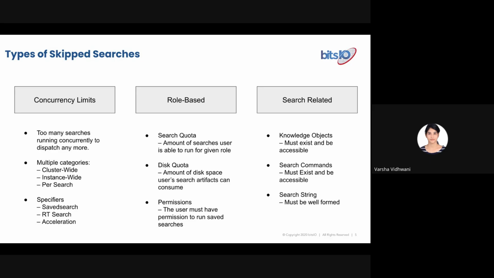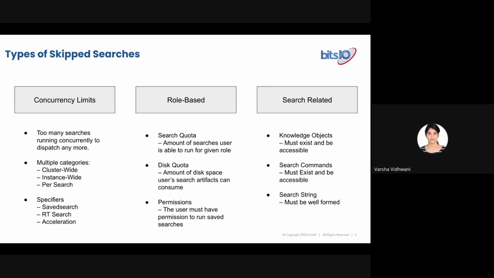These limits can apply at different levels. They can be applied across the entire cluster, or on a single search head, or even specific to an individual saved search. Splunk also differentiates between things like saved searches, real-time searches, and accelerated searches when applying these limits.